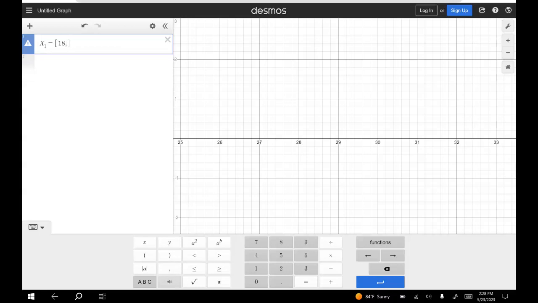Then your next number is 22. So 22, comma. You have another 22, so you do that again, and you just keep typing them all in. Then you do 24. We have 25, so we need it in there 3 times.